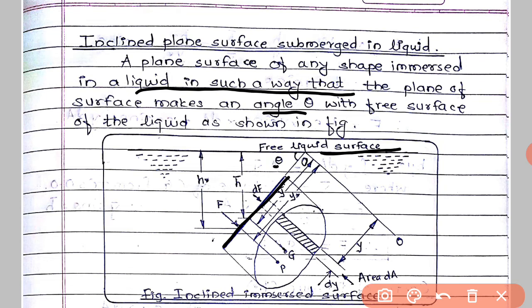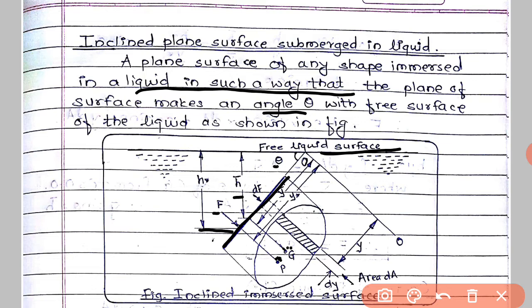So in the figure, P is the center of pressure through which the total pressure force acts. G is the center of gravity, and through the center of gravity the whole mass of the body is supposed to act. S star is the distance of the center of pressure from the free liquid surface. Capital F will be the total pressure force and H bar will be the distance of the center of gravity from the free liquid surface.